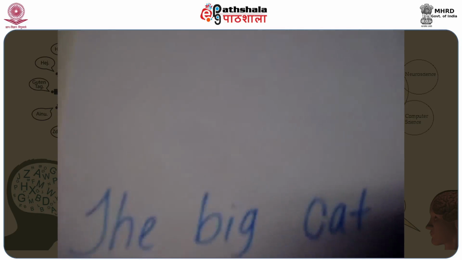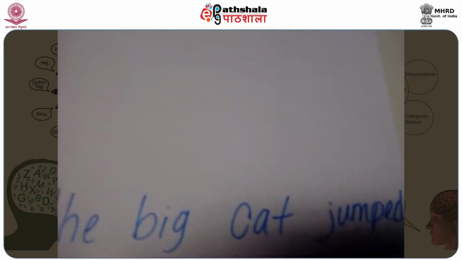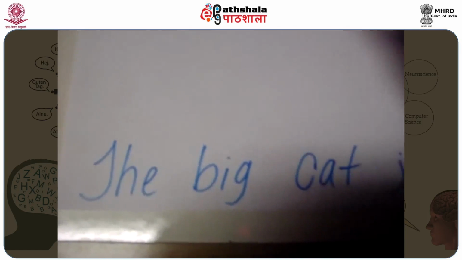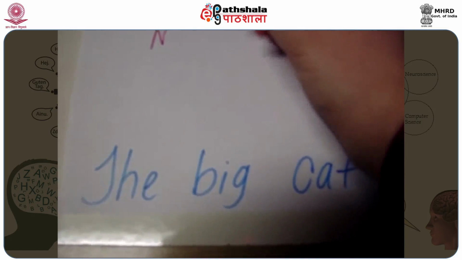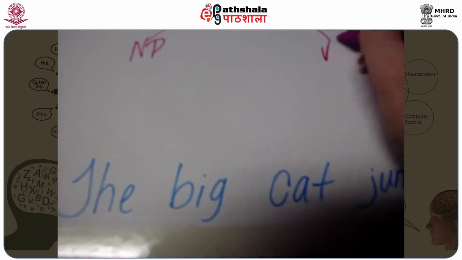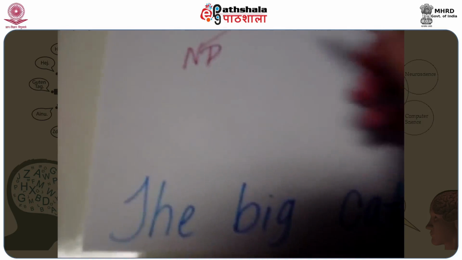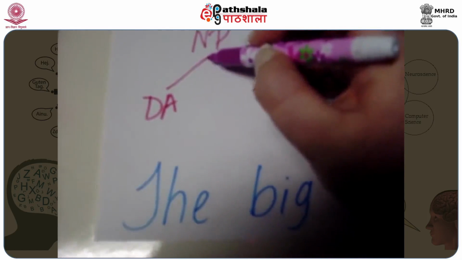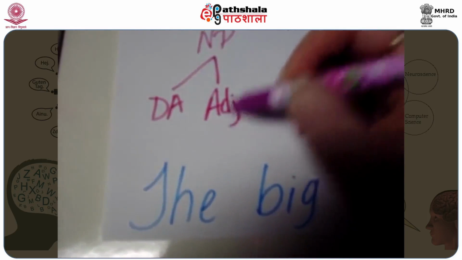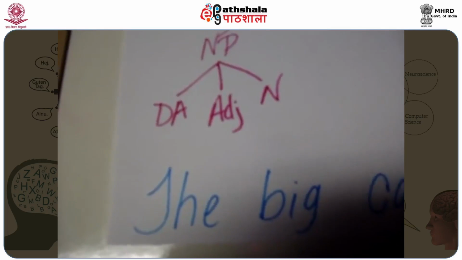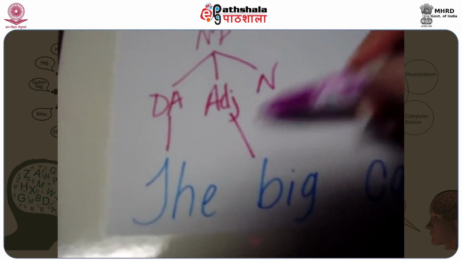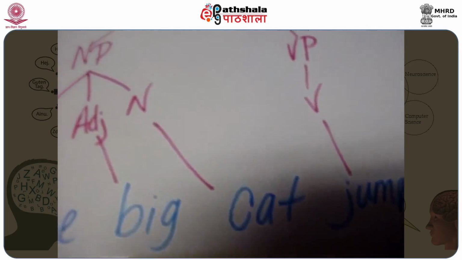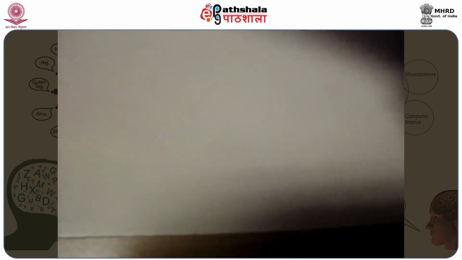In this example, we have the big cat jumped. So, let's diagram. We have our sentence. We have both parts. We have a noun phrase and we have our verb phrase. Now, in our noun phrase, we have the definite article, and this time we have an adjective and the central noun. So we have the big cat, and we still only have just the verb in the verb phrase. The big cat jumped.